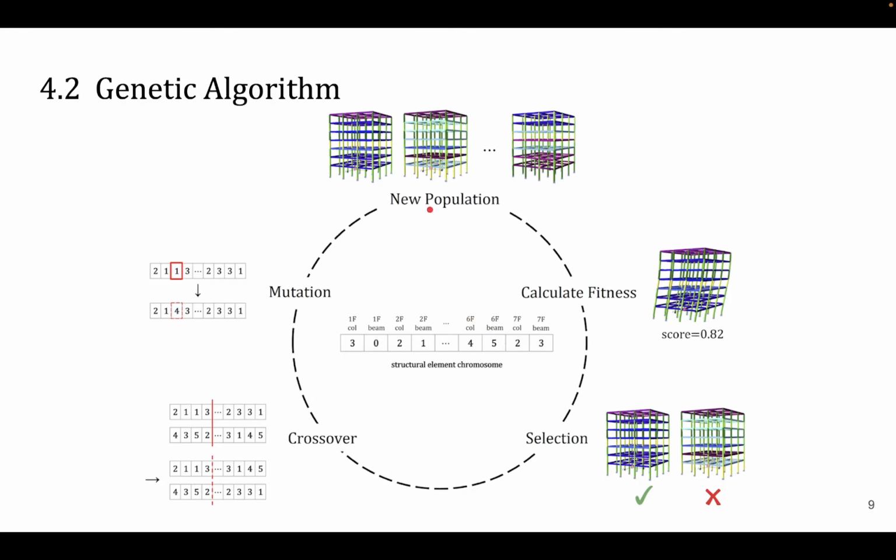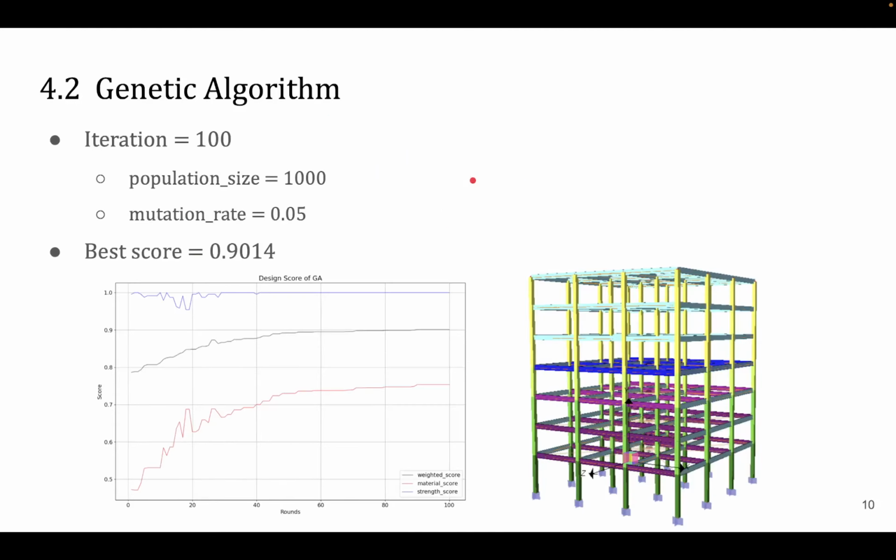Next, in genetic algorithm, we represent the structure design as a chromosome code. GA is a cyclic process where we start from generating random structure populations. Then we calculate their fitness and select the good structures from the populations. After that, we will do the crossover and mutation to generate the new populations. Then GA will keep going like this cycle. For the result, after 100 iterations, we can get a slightly better result than MCTS. The appearance of the structure looks similar to MCTS since it's near the optimal design.